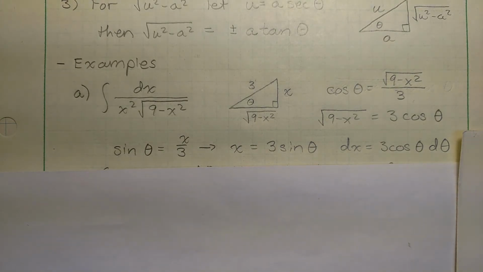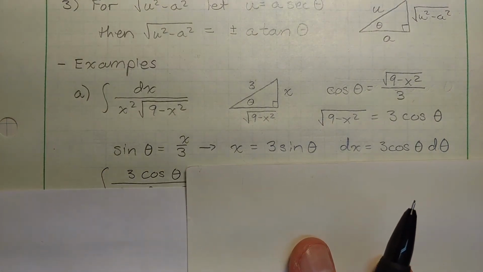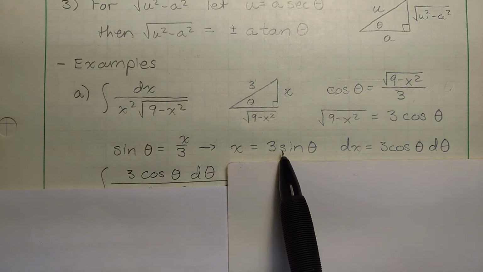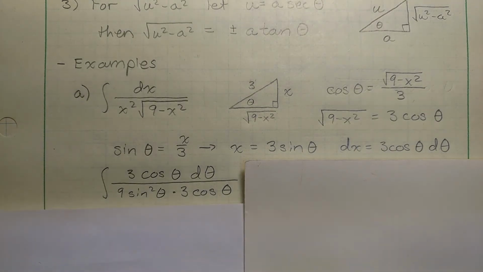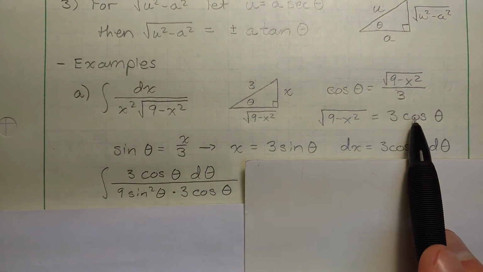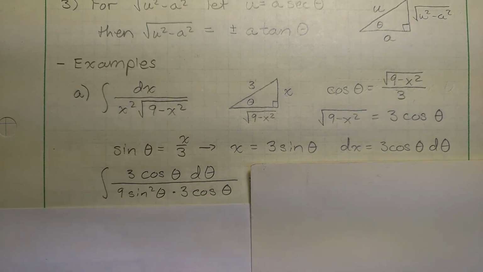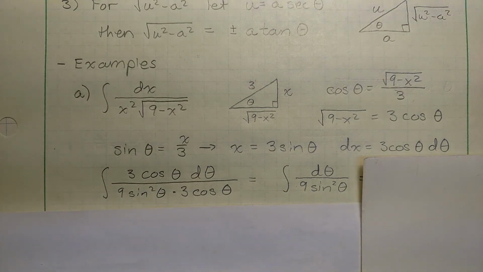Now I can substitute in. Instead of dx, I will have 3 cosine theta d theta. Instead of x squared, I will square this, so I will get 9 sine squared, and in my denominator I will substitute for this the 3 cosine of theta, and I have the following expression. Notice the good news here, 3 cosine theta over 3 cosine theta cancel out. So I've just got d theta over 9 sine squared theta.